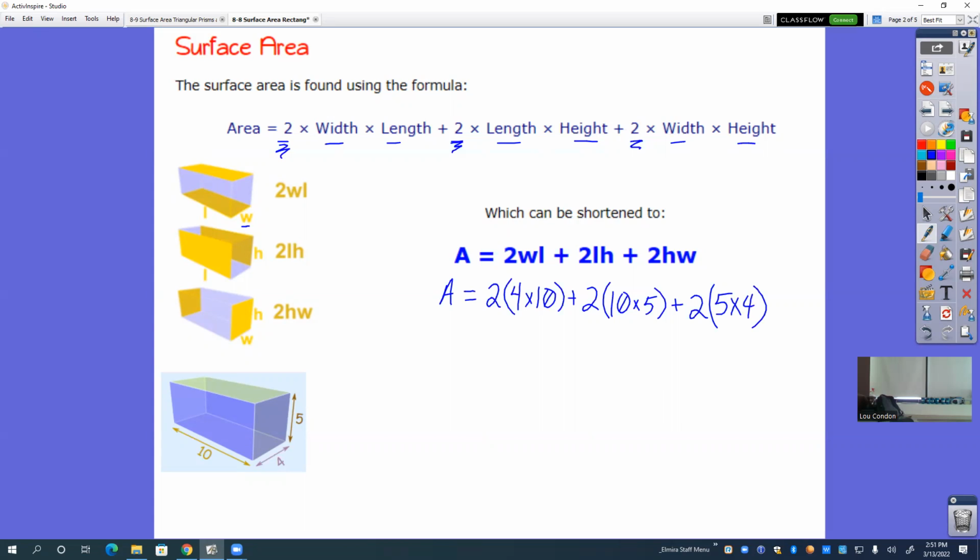Now our total surface area for this example would be 4 times 10 is 40, times 2 is 80. 10 times 5 is 50, times 2 is 100. And 5 times 4 is 20, 20 times 2 is 40. Then for the total surface area, we add them together. 80 plus 100 is 180 plus 40. So the total surface area of this first example is 220.